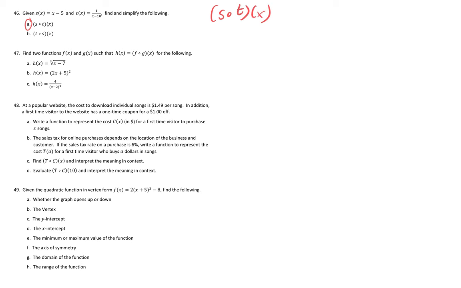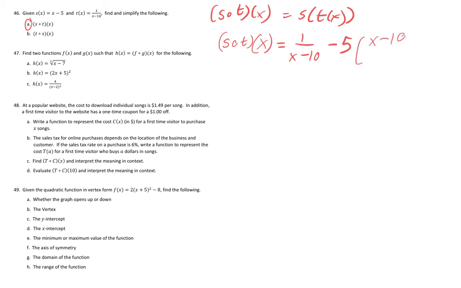So the way I like to write this is s of t of x. So what we're doing is we're plugging the function t of x into s, right? So s of t of x is going to be equal to 1 over x minus 10 minus 5. So now we want to combine these two into one fraction using our common denominator of x minus 10.